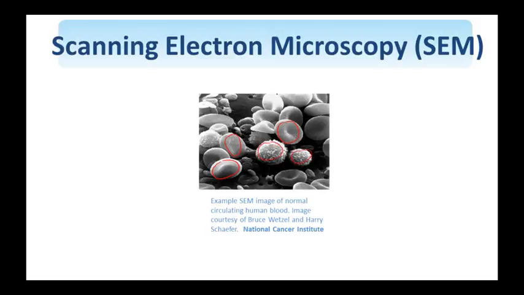While light microscopes can reach amplifications up to a factor of 1,000, electron microscopes can reach magnifications up to a factor of 10,000 and even more.